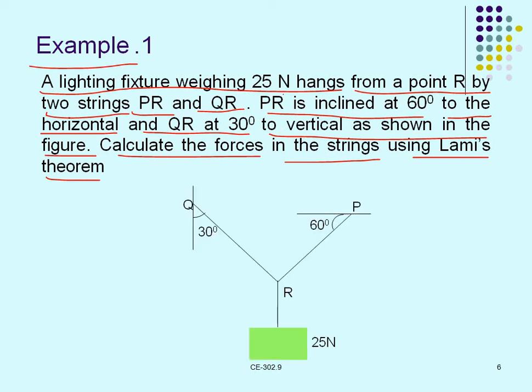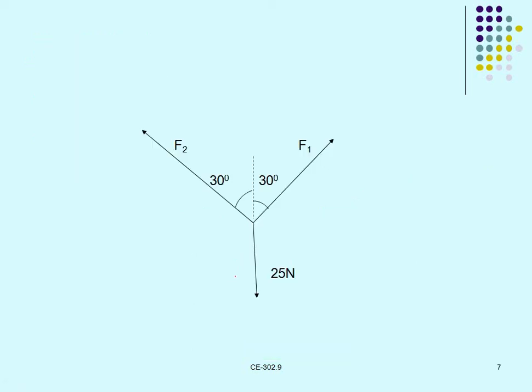He has given the 25 newtons hanging. So this is 25 newtons. The three points are P, Q and R, so PR and QR. PR is inclined at 60 degrees and QR at 30 degrees. We have to calculate the forces in the strings, that is F1 and F2.